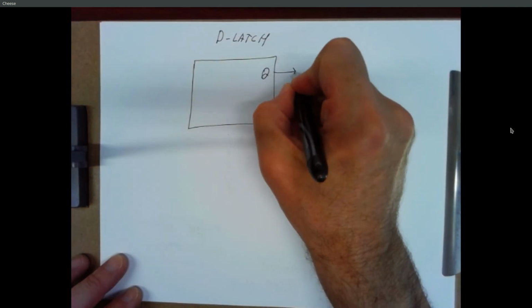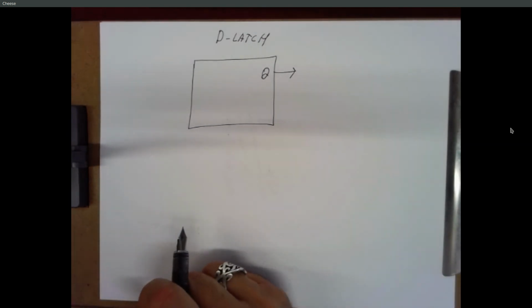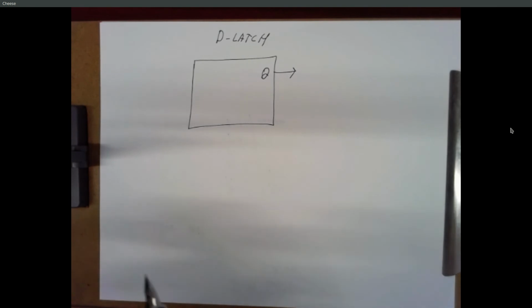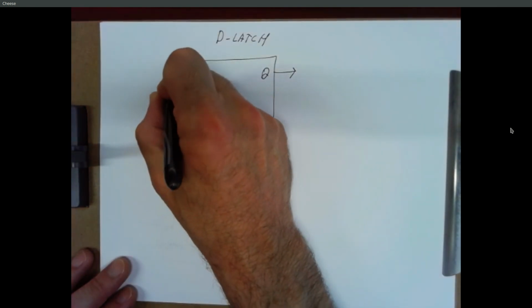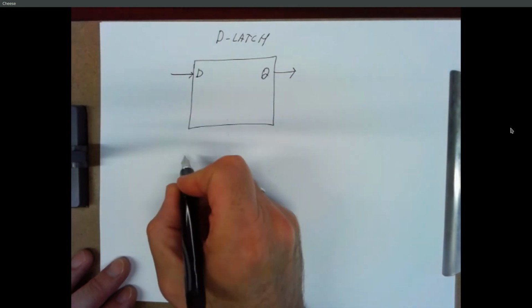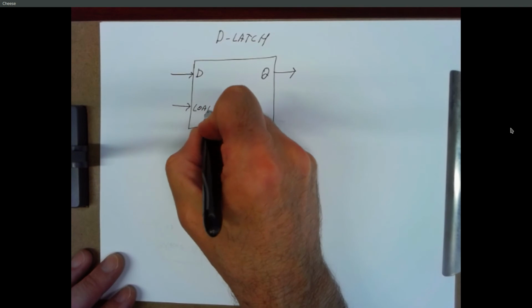And it's going to have an output Q, and I'm not going to put Q bar up here, but there's almost always a Q bar when you have a Q. Most of these devices you buy, they just have Q bar outputs. So this has an input called D. This is our data input. And it has another input called load.